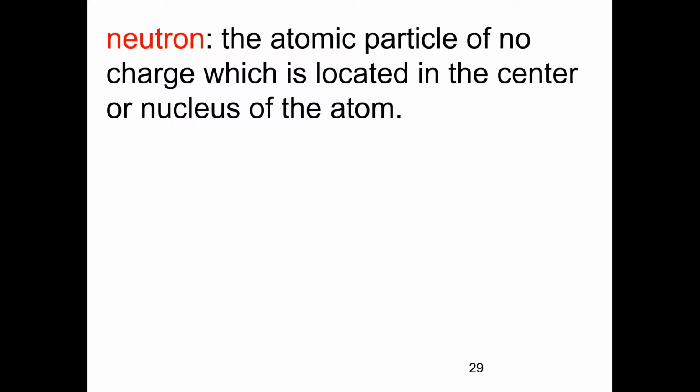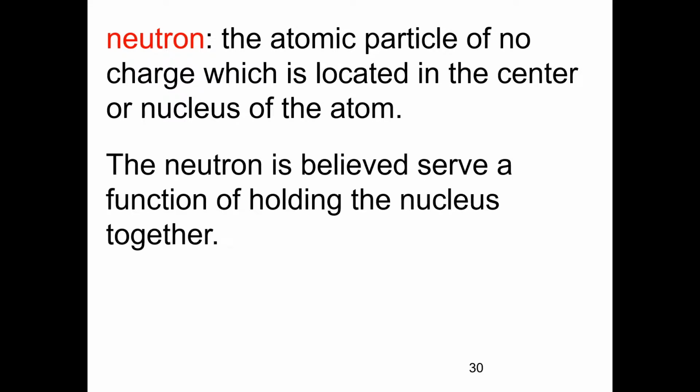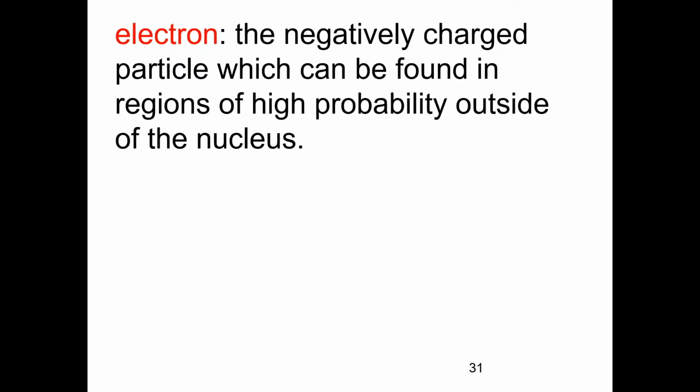Neutron, the atomic particle of no charge, which is located at the center of the atom. Neutrons are believed to serve a function of holding the nucleus together. The electron, the negatively charged particle that can be found in the region of high probability outside the nucleus.